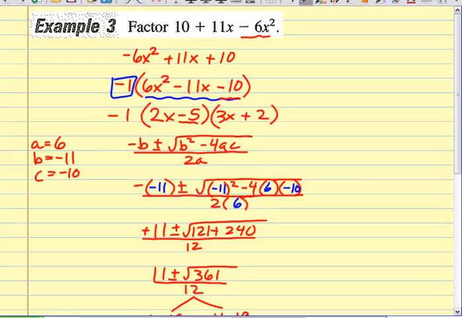You can put the negative 1 back in. Just leave it out there. It's all perfectly factored. But remember, when you look in the back of the book, it may have a different answer because they put the negative in there. Do that. All right? Good job.